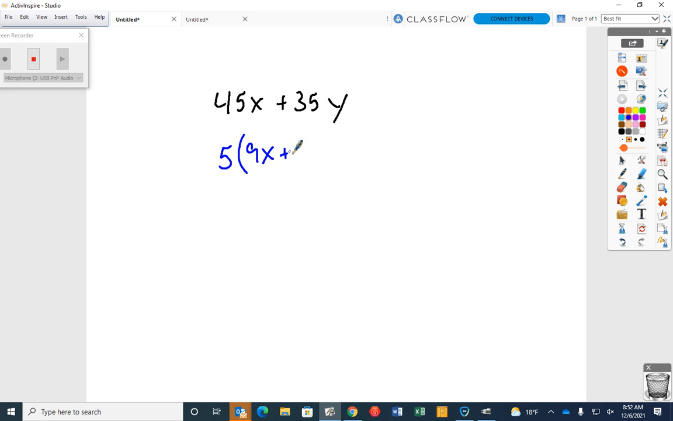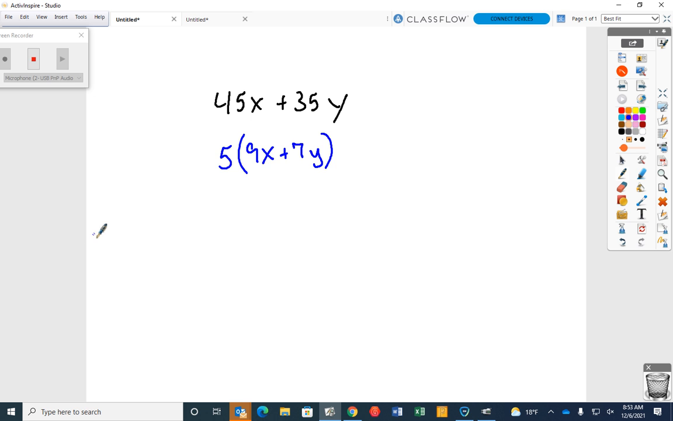Plus 7y. And the way that I know that I can't simplify this any further, I look at these two numbers in here. What's the only factor they have in common? 1. So is this simplified? Yes, it is. See, it's not that bad.